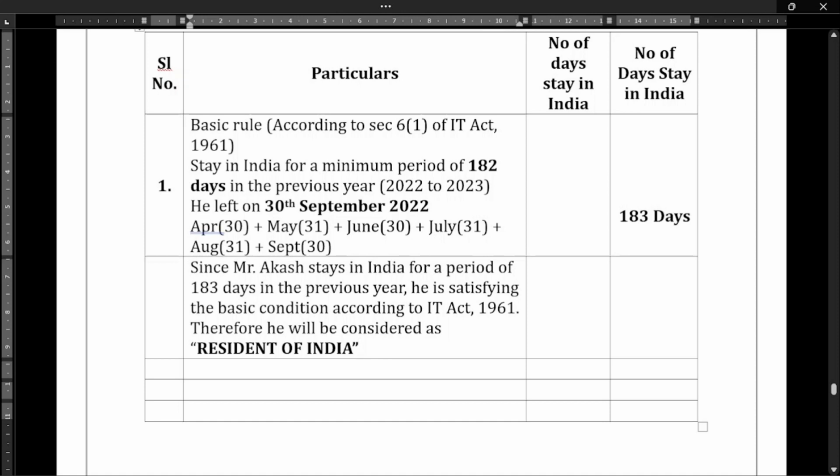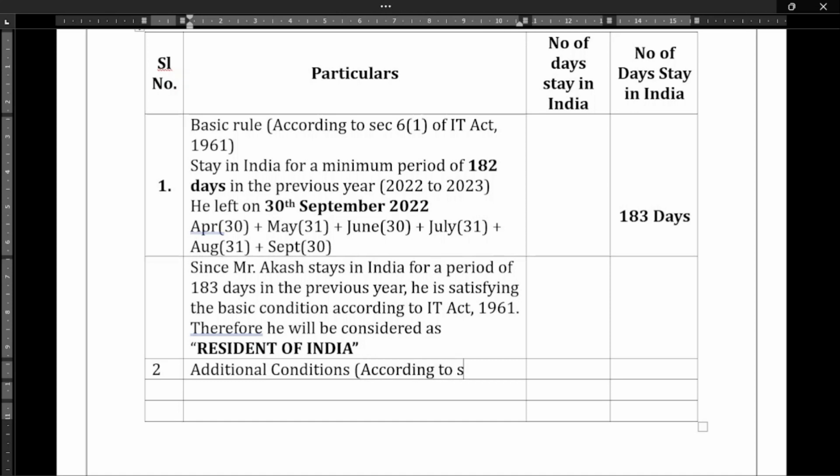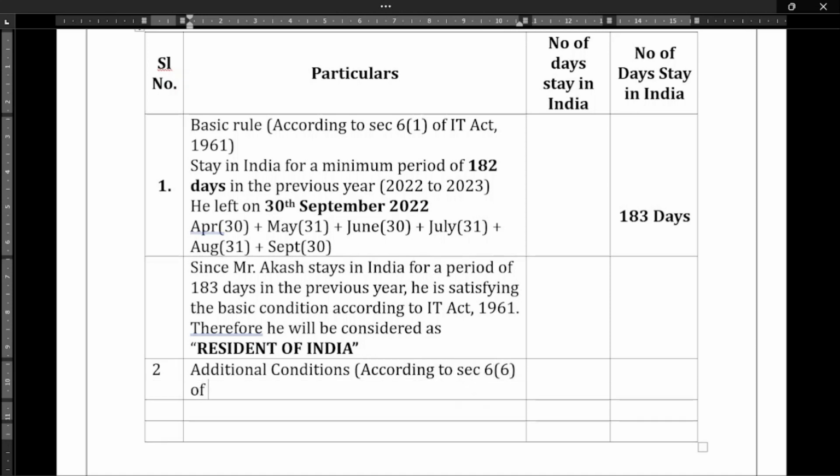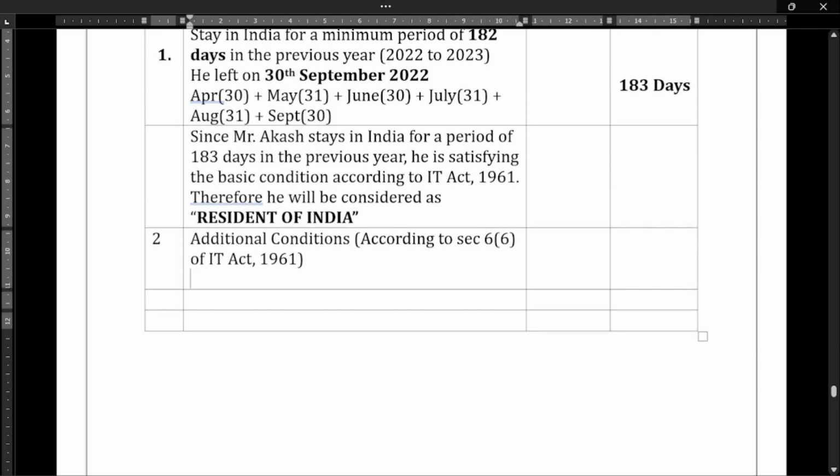Now we have to check whether he is an ordinary resident or not an ordinary resident. For that we need to apply additional conditions. The additional conditions are according to section 6 subsection 6 of IT Act of 1961. So two conditions are there.